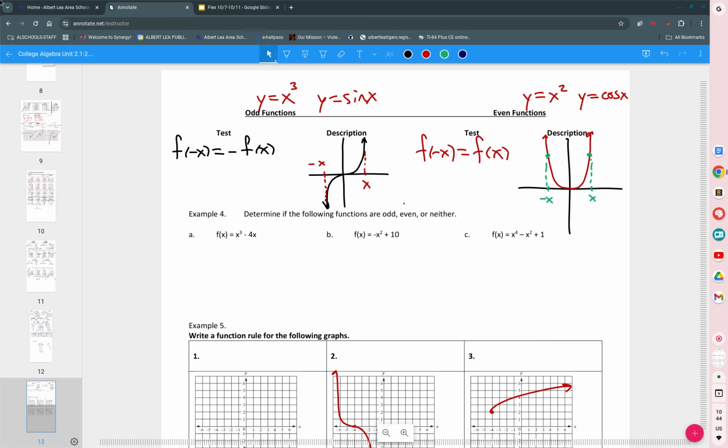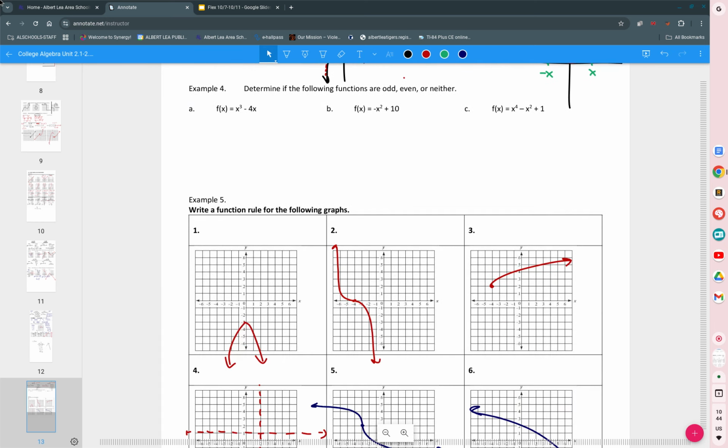So today we have two goals. Number one is to determine whether things are odd, even, or neither, and then be able to write rules for functions. This isn't too difficult. First, I'd like you to talk to the person next to you. What do you think? Do you think the first one is odd, even, or neither? Talk to your friend. Go.